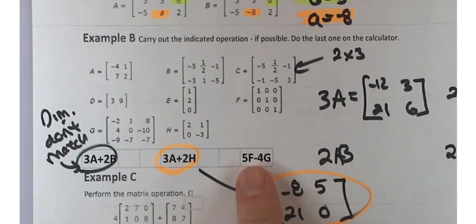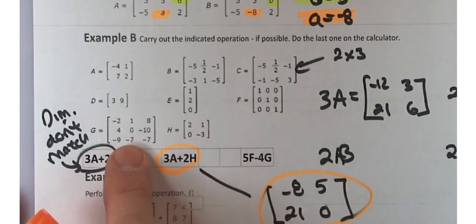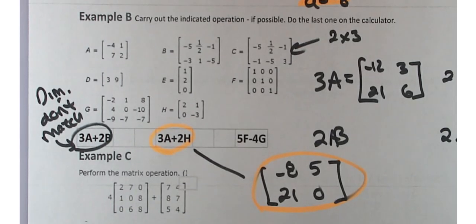And last but not least, do you think we can do 5F minus 4 times G? Is that one that we can do? Are the dimensions going to line up okay for something like that? Yeah. Thank you, Stan.